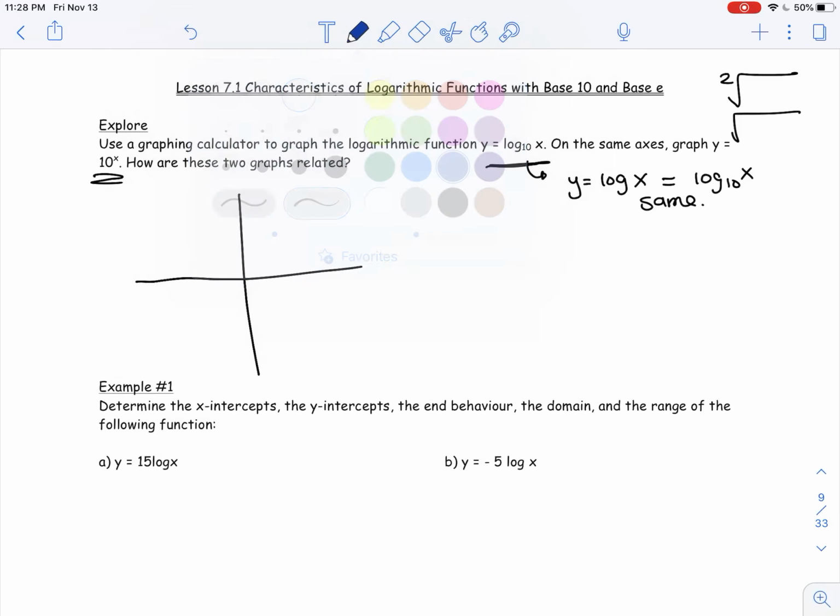So when I graph these two functions, we know that one graph is going to look like this. This is your exponential. And what's really important to note is that this logarithm is actually going to look like this. So this is what your calculator shows you. It shows you this. There's an arrow there.